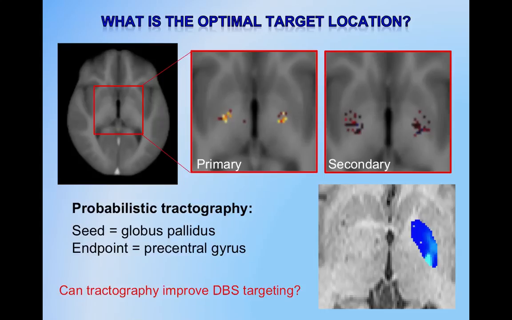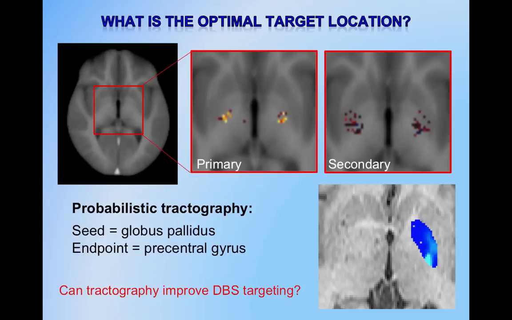So what we've done is we've said, well, let's run some probabilistic tractography, and let's run it using the globus pallidus as our seed region, use the precentral gyrus as our target region, precentral gyrus being the motor area in the cortex, and let's see what area of the globus pallidus has the strongest connections to that motor cortex area. And what we found was that it's this area in the internal globus pallidus down here, which actually does correspond quite well to where this anecdotal evidence says that you should be targeting, or where surgeons are actually targeting their electrodes.